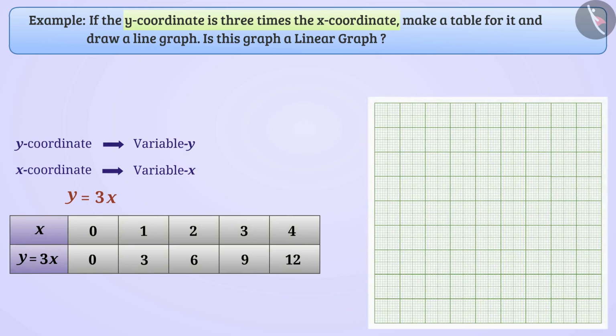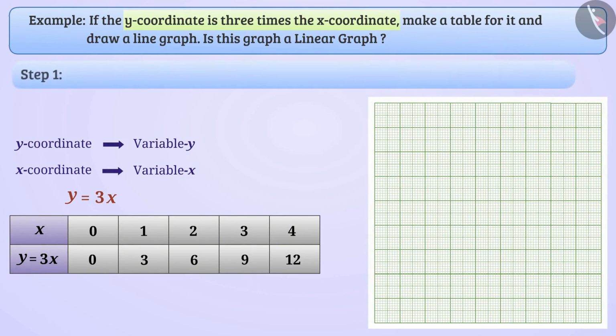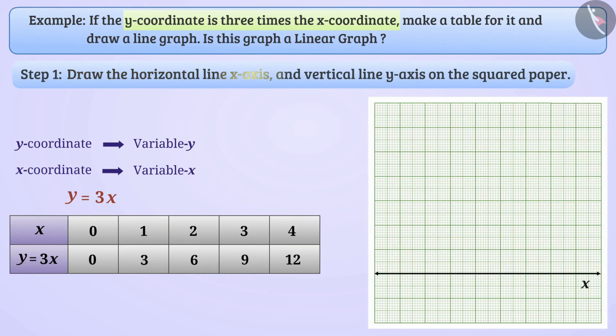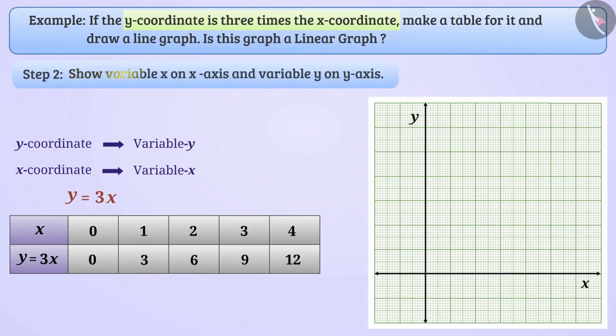Now, we will draw a graph using this table. Step 1. We will draw the horizontal line x-axis and vertical line y-axis on the squared paper. Step 2. We will show variable x on the x-axis and variable y on the y-axis. The scale for the x-axis will be 1 unit is equal to 1 and the scale for the y-axis will be 1 unit is equal to 3. The largest value of y is 12, so we will take up to 15 numbers on the y-axis.